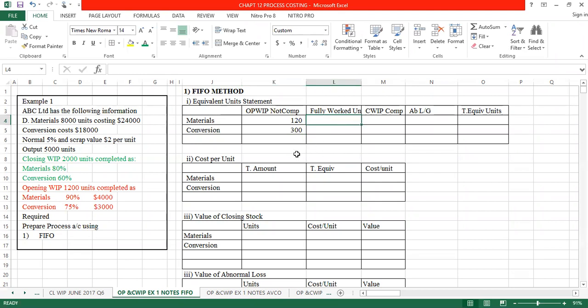Let's go to fully worked. What did we say fully worked is? We said fully worked is output. So maybe where can I write it? Maybe I can write it here.